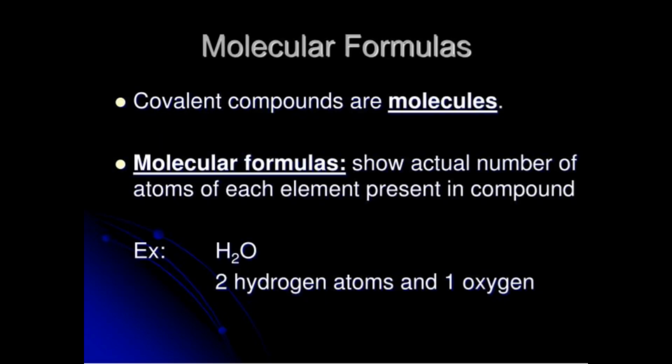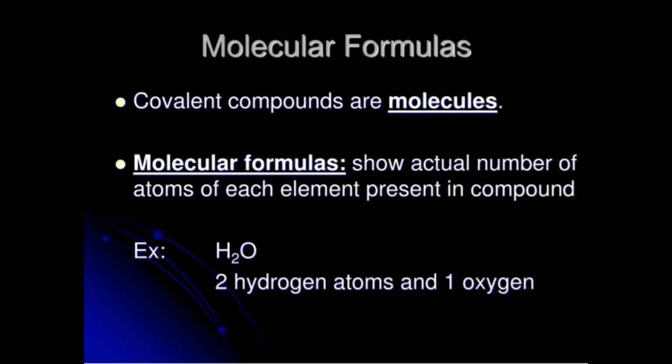Okay, so let's look at molecular formula. Covalent compounds are molecules. Please take note of that. Covalent compounds are usually molecules. Therefore, they are going to have a molecular formula. This molecular formula shows the actual number of atoms of each element present in the compound.